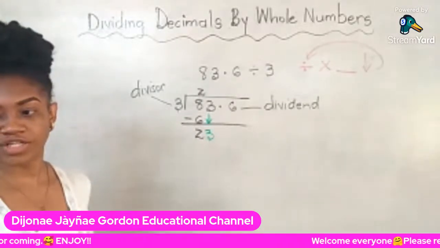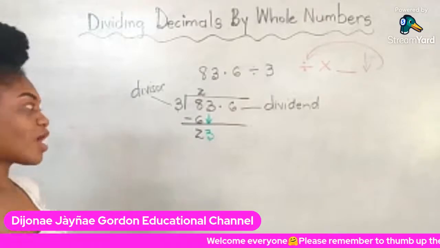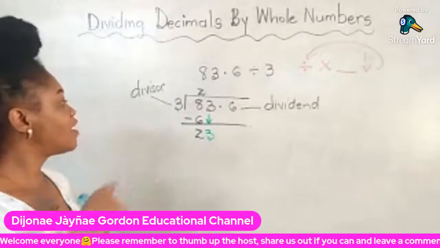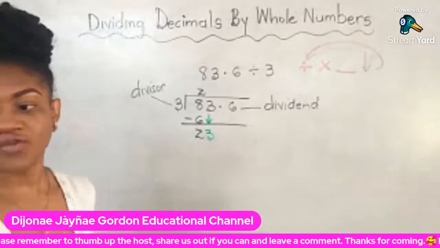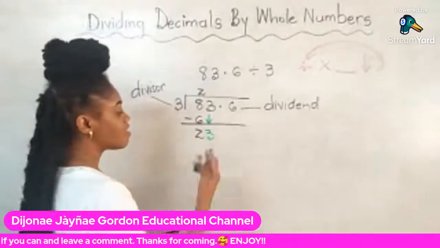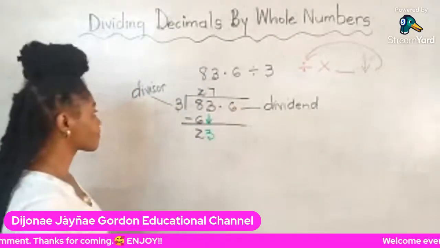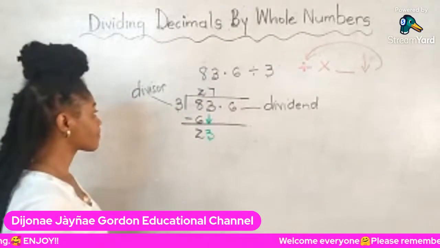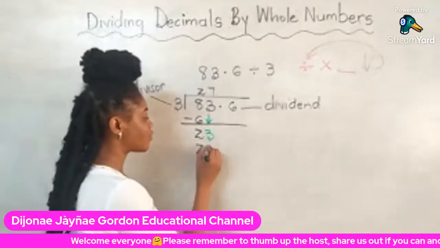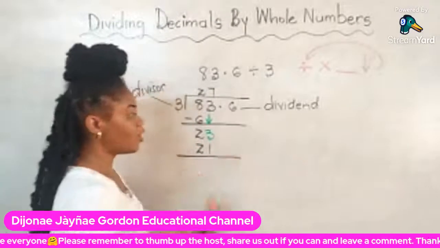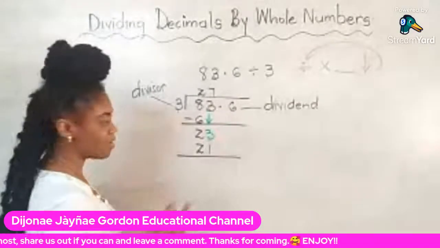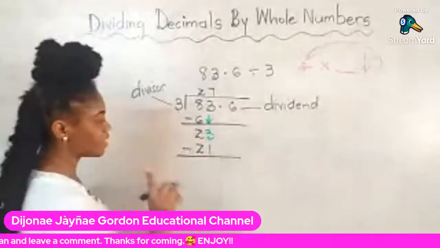You're going to go to your 3 times table and ask yourself, how many groups of 3s can you get from 23? You can get 7 groups of 3s. The next thing you are going to do is multiply. 3 multiplied by 7, you get 21. We are going to work it out. Look carefully at this problem. We're going to take away now.